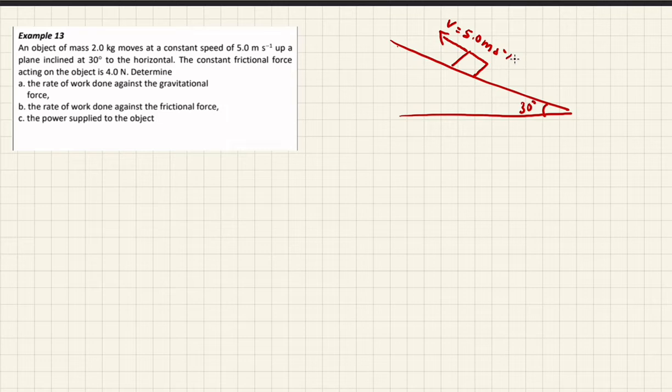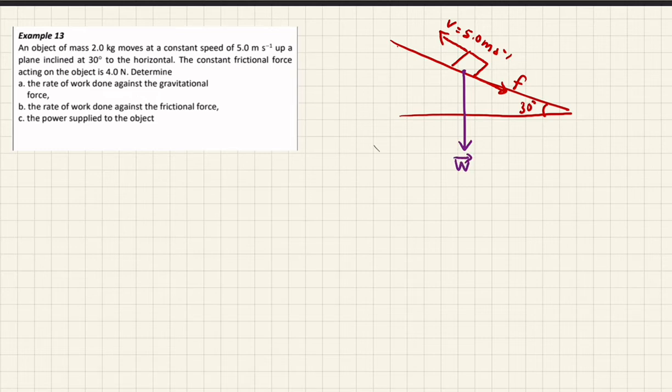A constant frictional force is acting on the object. So kalau objek itu is moving upwards, kita tahu frictional force kita mesti ke bawah. Okay, so frictional force is here. Okay, determine the rate of work done against gravitational force. Okay, so gravitational force maksudnya disebabkan oleh work lah. So dia nak rate of work done by the gravitational force.